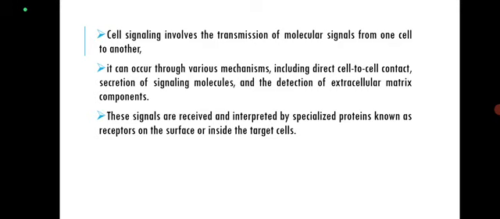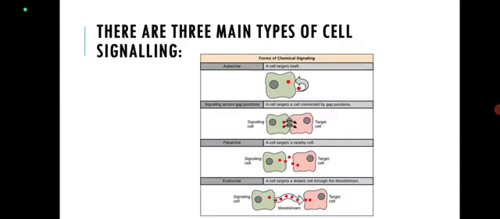Cell signaling involves the transmission of molecular signals from one cell to another. It can occur through various mechanisms, including direct cell-to-cell contact, secretion of signaling molecules, and the detection of extracellular matrix components. And here you can see the different types of cell signaling. There are three different types of cell signaling available in multicellular organisms. First is autocrine signaling, second is paracrine signaling, and third is endocrine signaling.